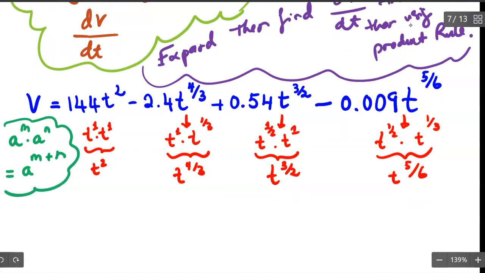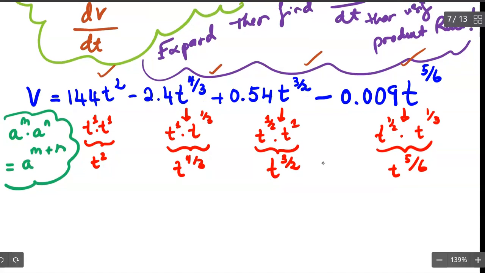After I have all of this, I see that I cannot combine any of these terms. They are all unlike terms; they don't have the variable with the same exponent. So now I am going to start differentiating. Before I differentiate, I double check one more time: this is t squared, this is 4/3, this is t to exponent 3/2, and that, and that.